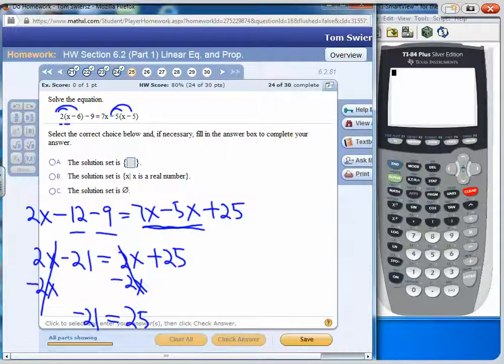Negative 21 does not equal 25, it's always false. When the variable cancels and you get one number equals a different number, the solution set is the empty set. 0 with a line through it means there's no solutions.